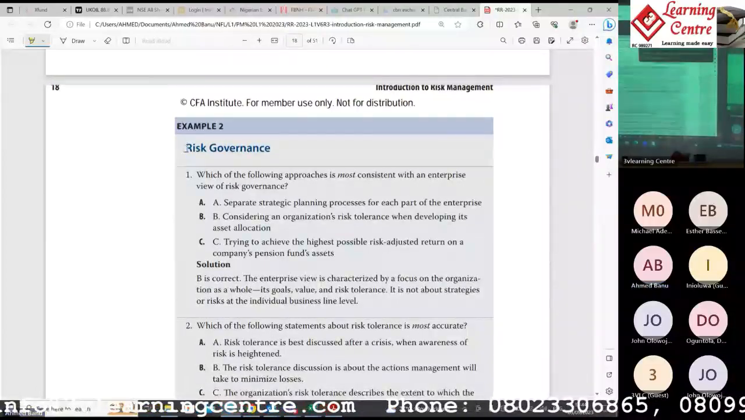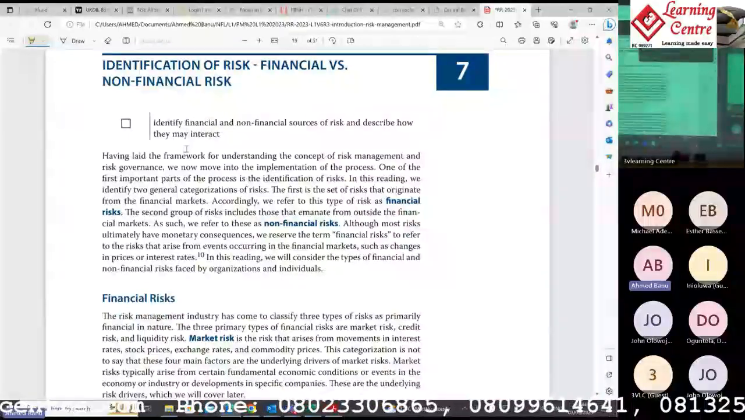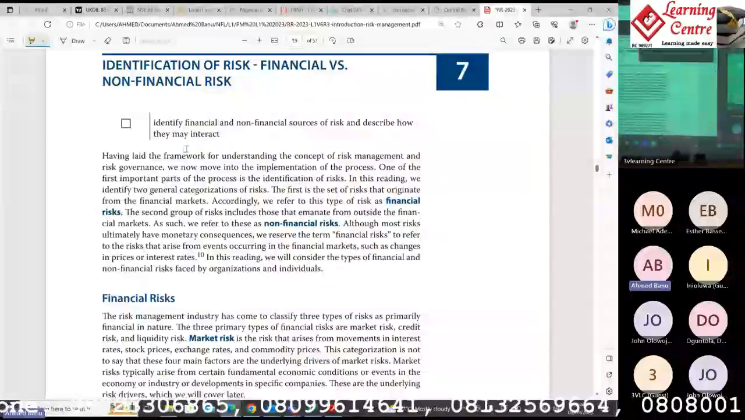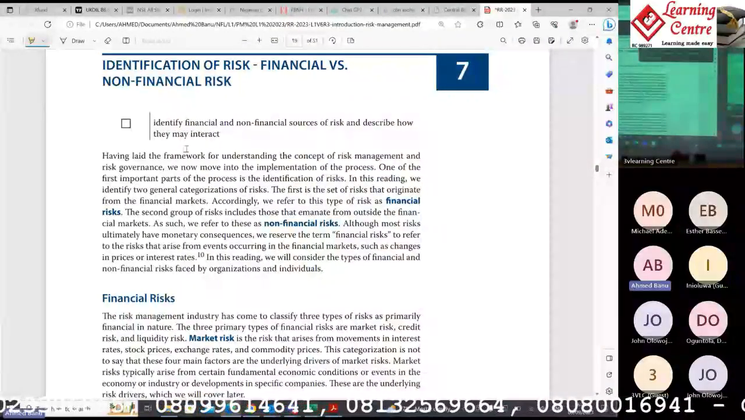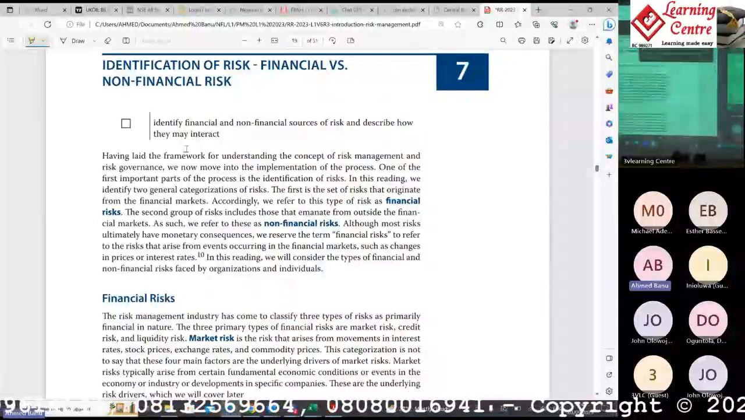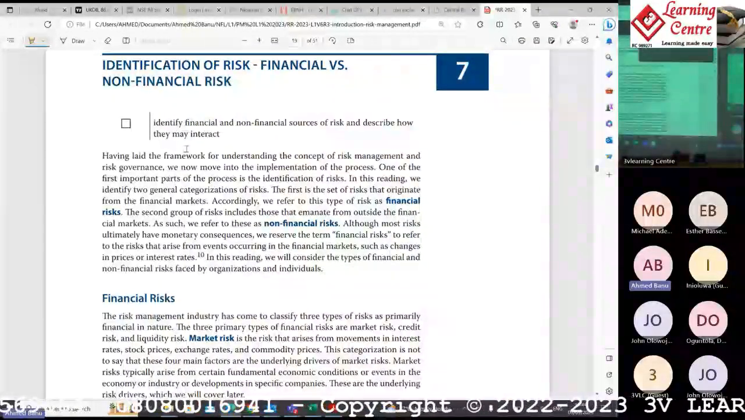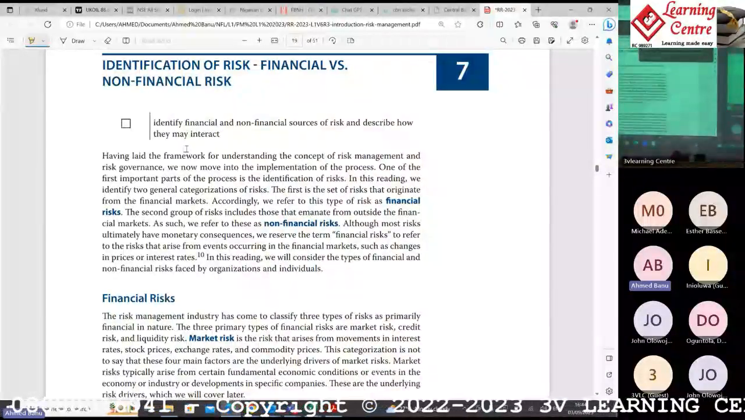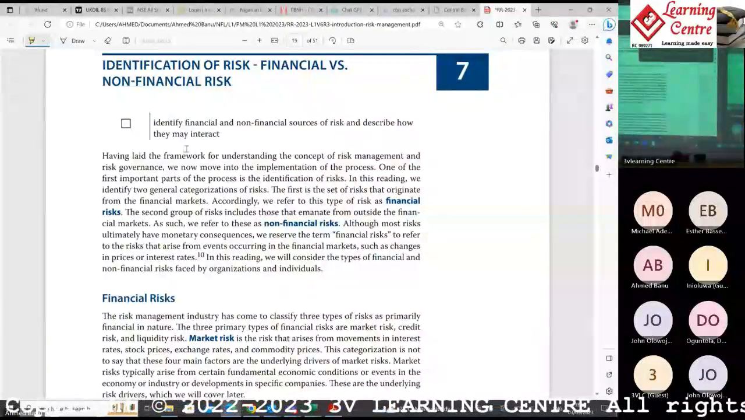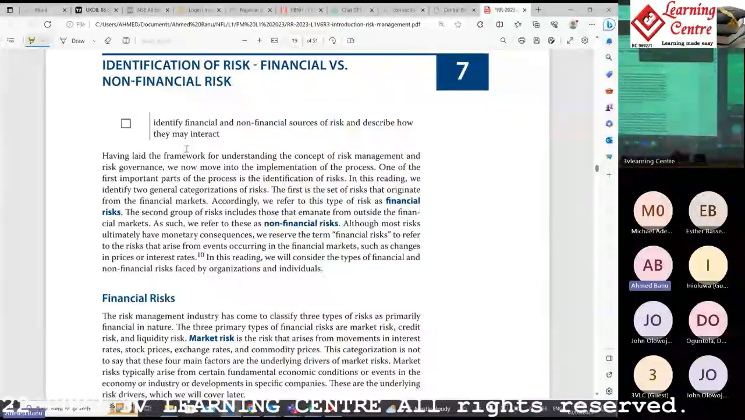Okay, now let's move on. Identification of risk. We have two categories of risk, financial and non-financial risk. Financial risk is the risk that emanates from the financial space. It's a risk that originates from financial markets. That's financial risk. It has to do with finance.